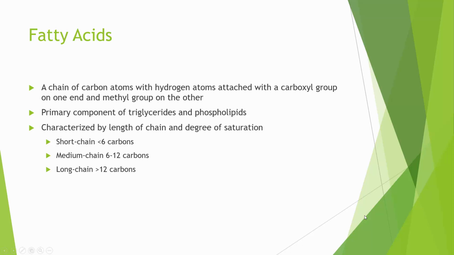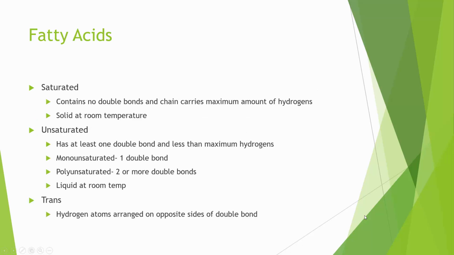There are 2 ways that we characterize our fatty acids. The first one is by chain length. So you can see here short chain, medium chain, and long chain fatty acids. You may have heard a little bit about this. The area I really see this talked about the most is with coconut oil, where you hear about the different chain lengths of those fatty acids. And then also degree of saturation: saturated, unsaturated, etc. So those are 2 ways that we're going to classify our types of fatty acids.